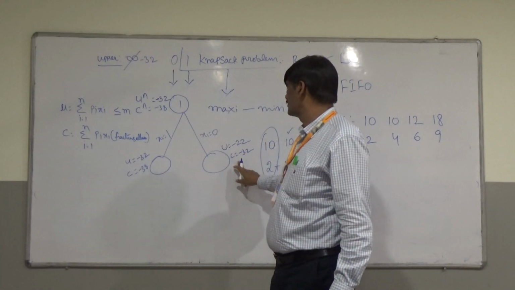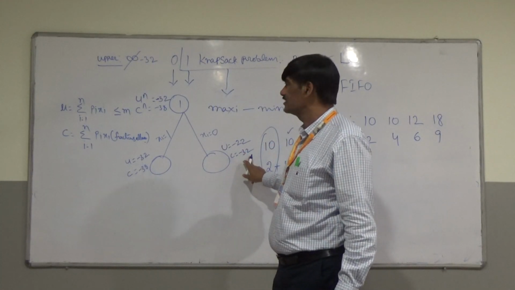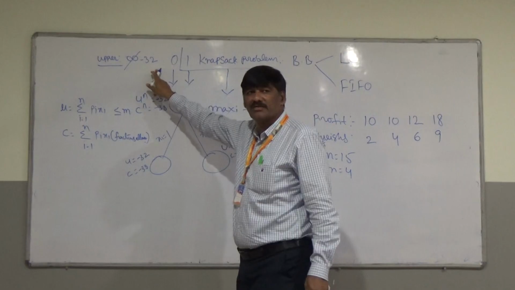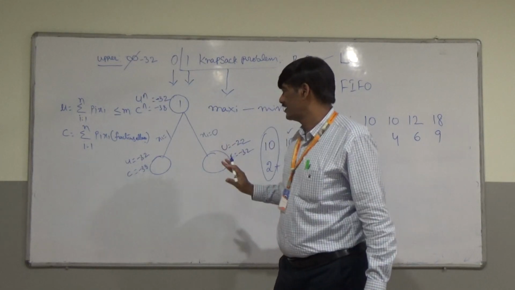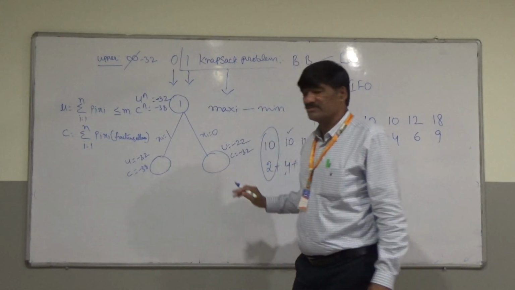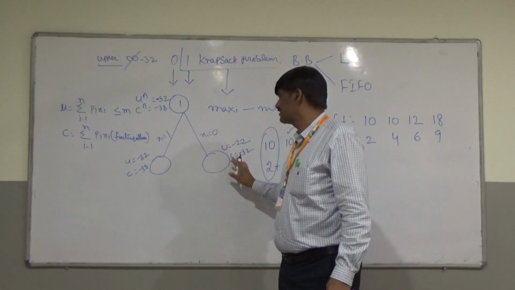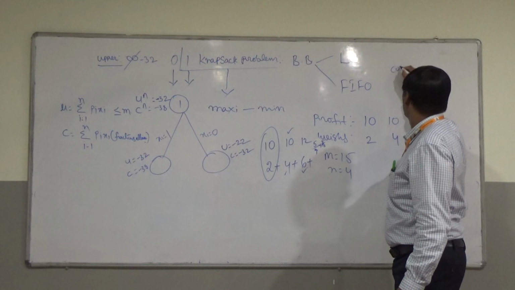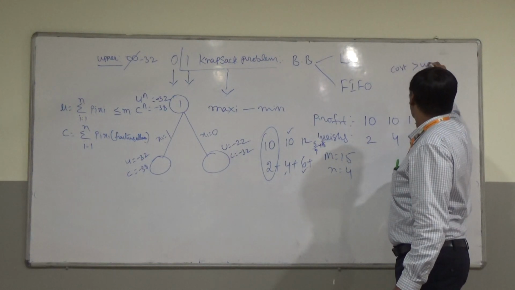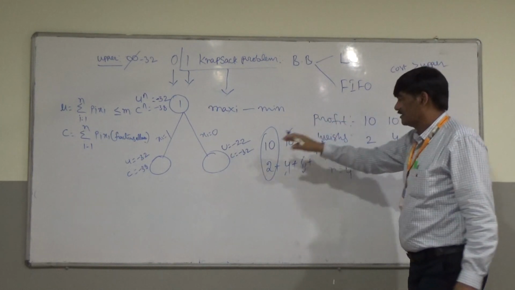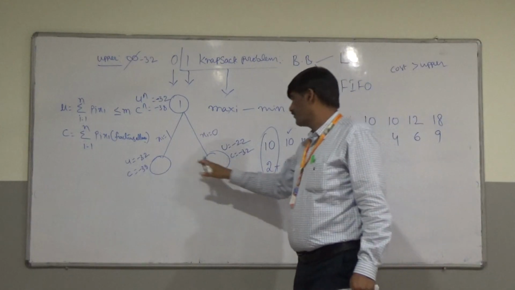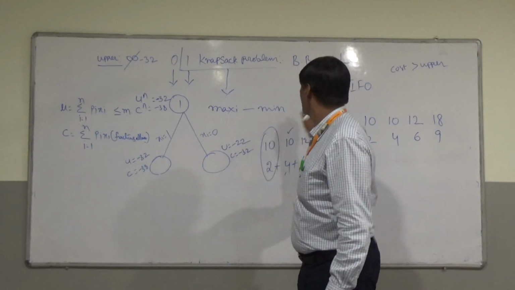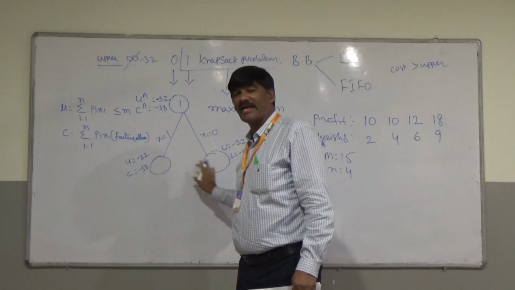So coming to here, that C is equal to minus 32. It is also minus 32, which means this is also a live state. Now these two states are live states. A state is a dead state whenever the condition cost is greater than upper; in that case that node is a dead node. These two do not satisfy that condition, which is why these two are live nodes.